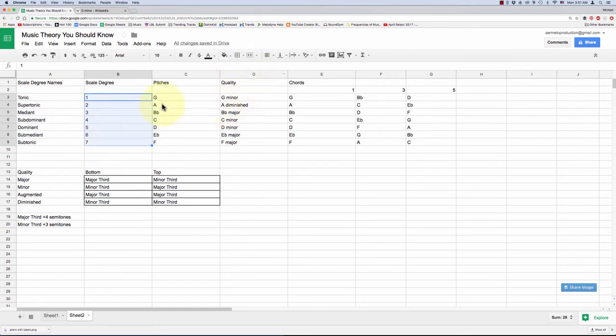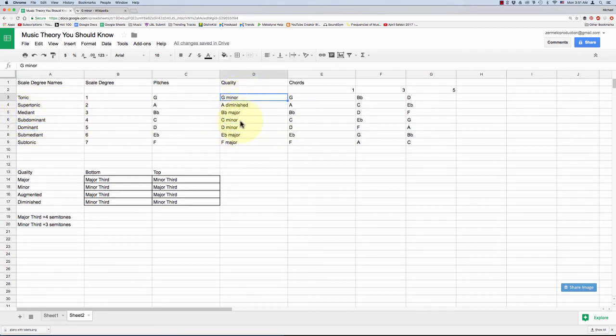All right, and the next thing is just an easier way to remember this, okay? So if you look here, this is going to be true for all natural minor scales, or all natural minor keys, but the tonic, subdominant, and dominant are all going to share the same quality. So as you can see, the tonic is G minor, the subdominant is C minor, and the dominant is D minor.